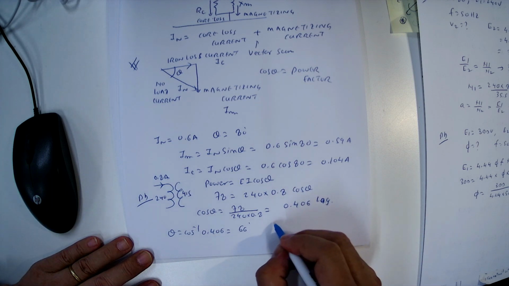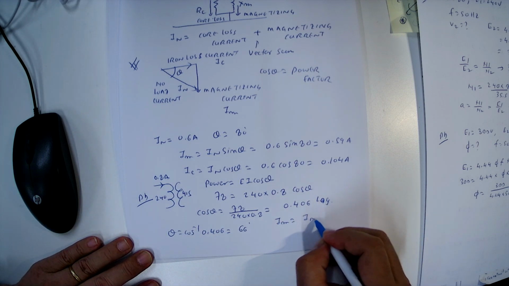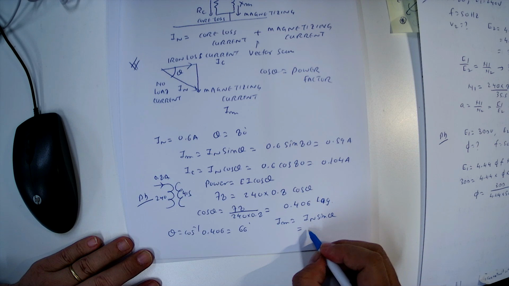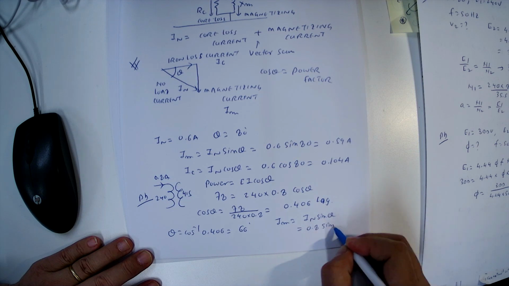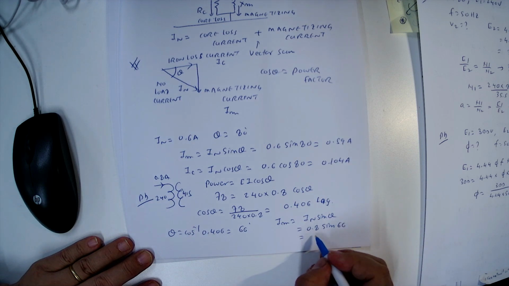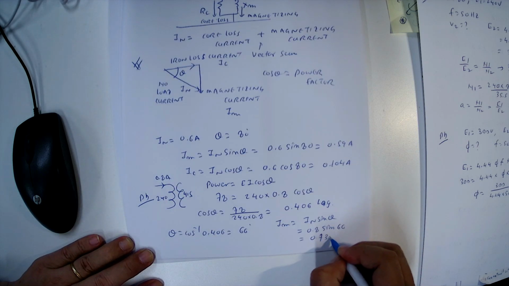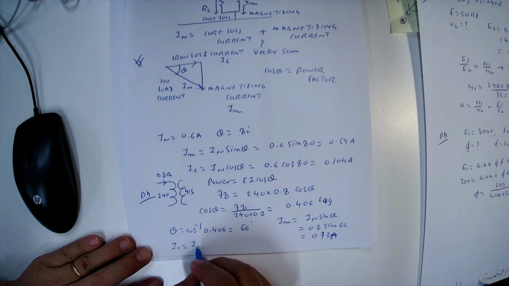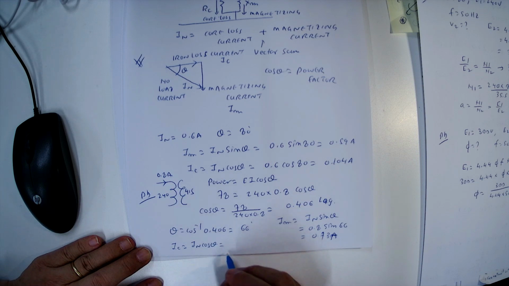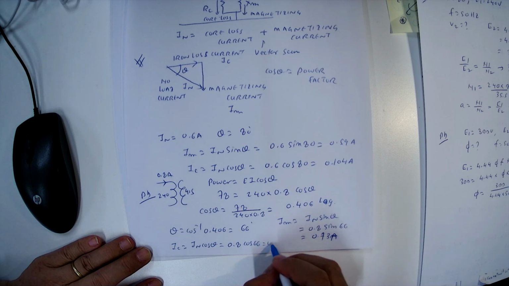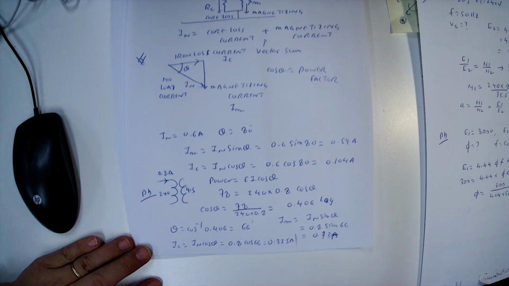Magnetizing current can be calculated. I_M equals I_N sin theta. So I_N is 0.8, sin 66. So you got 0.73 ampere. And also the iron loss current, I_C, equals I_N cos theta. So I_N is 0.8, cos 66. Therefore, you got 0.325 ampere. So this is the way we calculate it.